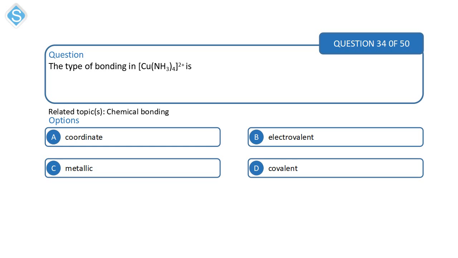What type of bonding is in this complex here? That is coordinate bond. Complexes consist of coordinate bonds between the atoms.